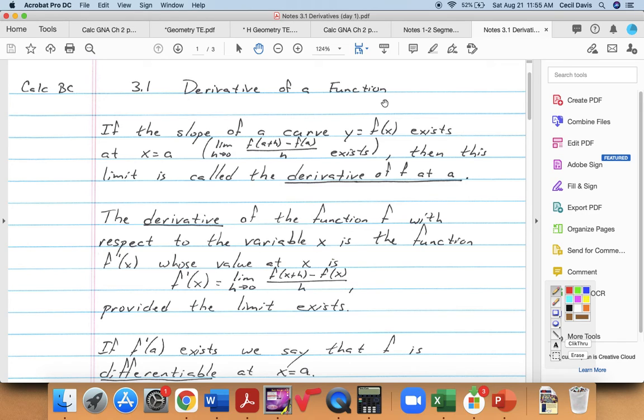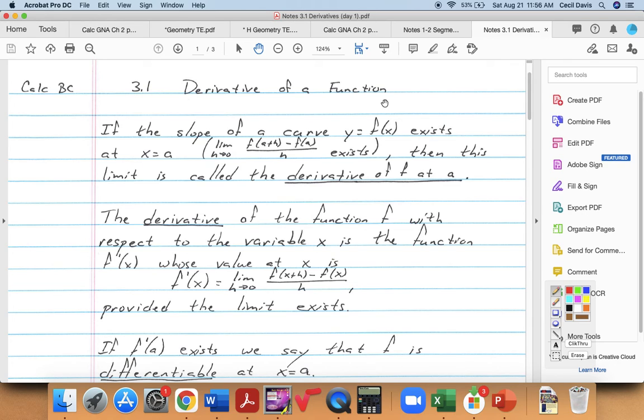Today we're going to look at section 3.1 on the derivative of a function. Just as a quick reminder, tomorrow in class you will have a quiz on sections 2.1 through 2.3. Please be sure that you're ready for that. We will take that quiz whether I am there or not. I'm anticipating not being there.